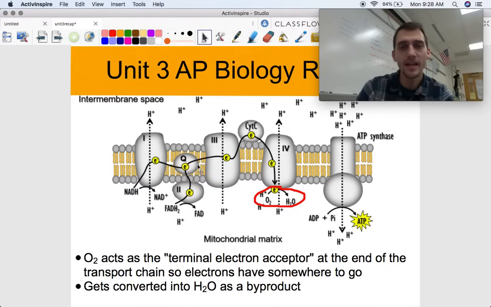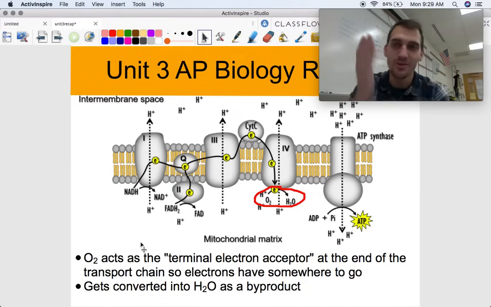Okay, where does the electron go that gets bounced around though? The last place the electron goes is to an oxygen molecule. Oxygen, why do you need to breathe? To accept electrons at the end of the electron transport chain. That's why you need oxygen. Okay, so I've asked kids before, like, why do you need oxygen? They're like, to breathe. Why do you need to breathe? To live, right? But this is actually what you use oxygen for. It is a terminal electron acceptor.